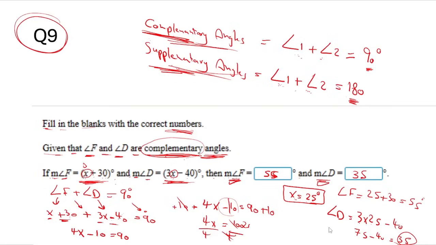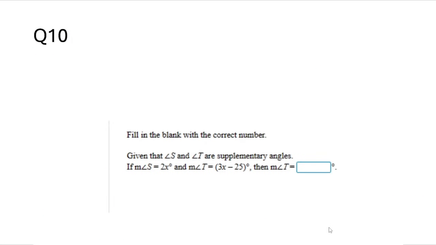Okay, how to validate my answers? This is a complementary angle, so if I add them together, I will get 90 degrees. So 35 plus 55 is 90, so that means my answer is right. So let's go to question number 10. Question number 10 is saying fill in the blank with the correct number. Given that angle S and angle T are supplementary angles.